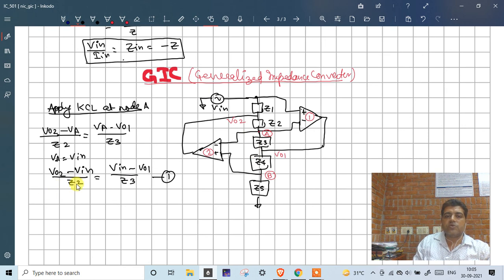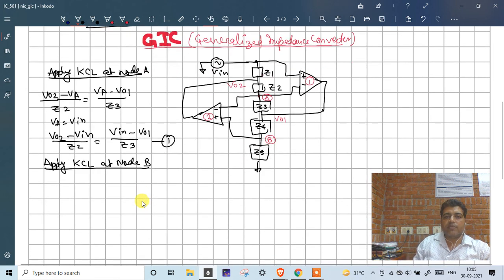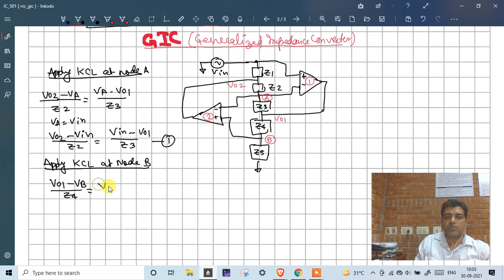Next equation I am going to use: apply KCL at node B. So we are going to apply KCL at node B. Then what will happen at this particular node? (V01 minus VB)/Z4 is equal to VB/Z5. Since in an op amp there is no input current, that's why we are able to write this.